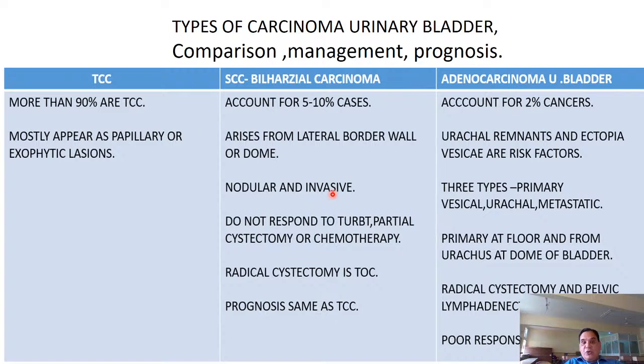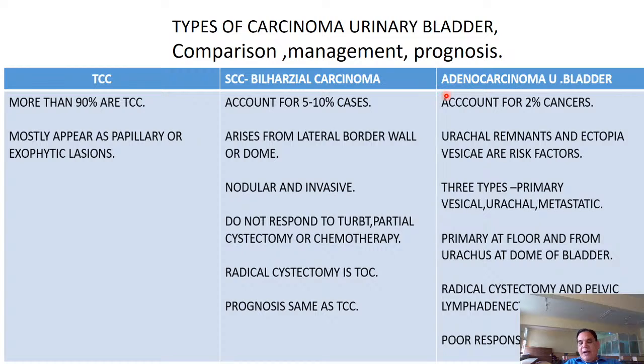They are invasive. The moment they become invasive, the prognosis is bad. Because of that, they do not respond to TURBT, transurethral resection, partial cystectomy or chemotherapy. This is a bad tumor. So the treatment of choice is radical cystectomy. This is a major difference for SCC, but the prognosis is almost the same. So this is a bad cancer, squamous cell carcinoma.